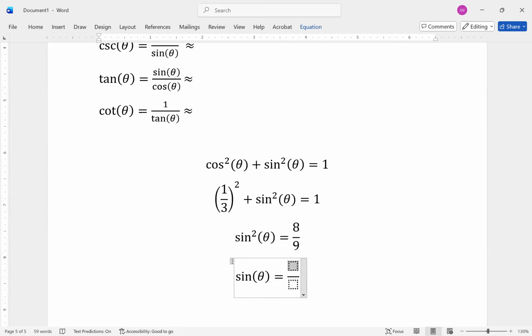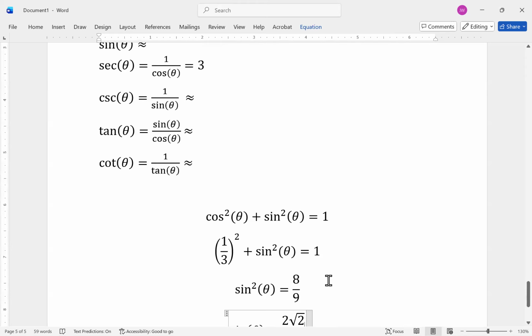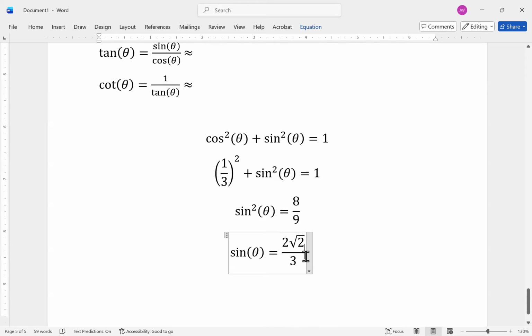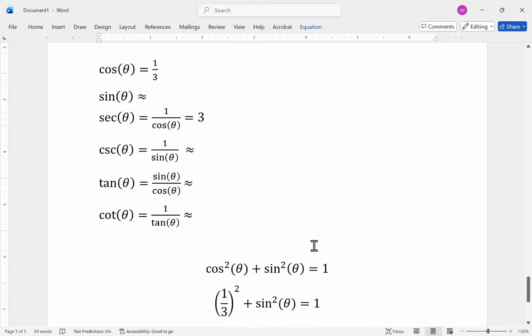The square root of 8 is 2 root 2. The square root of 9 is 3. So that's 2 times root 2 over 3. That's what the sine value is. Now, this is the exact value for sine, so that's a nice thing. I don't have to use an approximate.